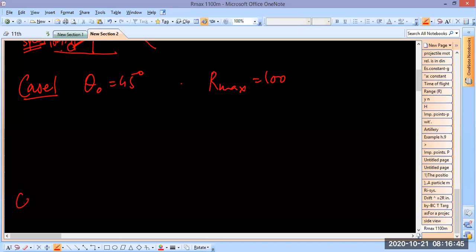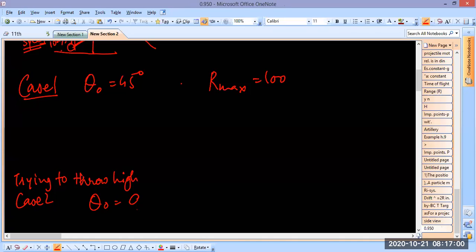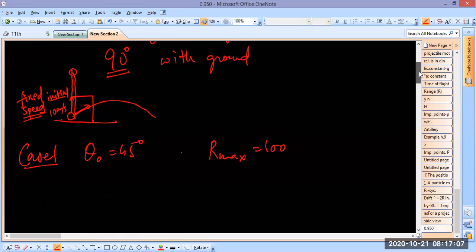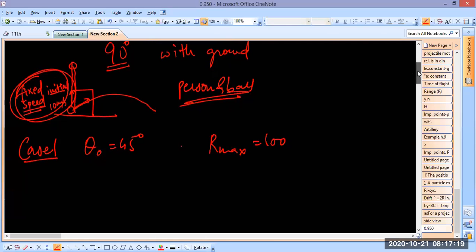But then there is a second case where this cricketer is trying to throw highest. In that case, obviously throwing at 45 degrees will be wrong. The cricketer should throw it at 90 degrees. So these are two different cases, right? But what will remain the same? The person and the ball are the same, so V0, that is the initial speed, will be fixed.